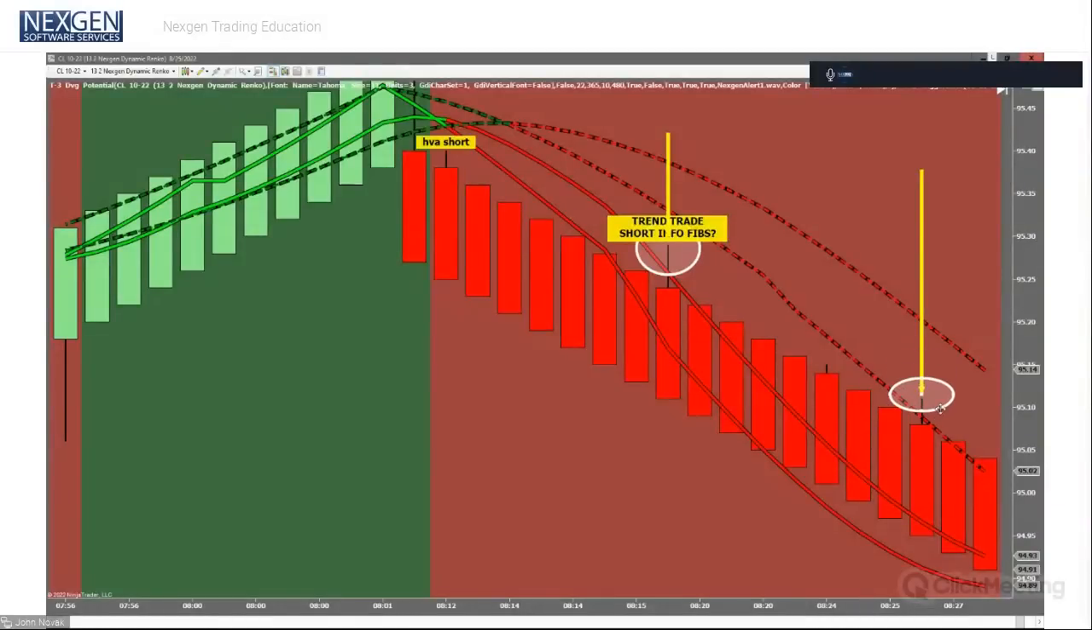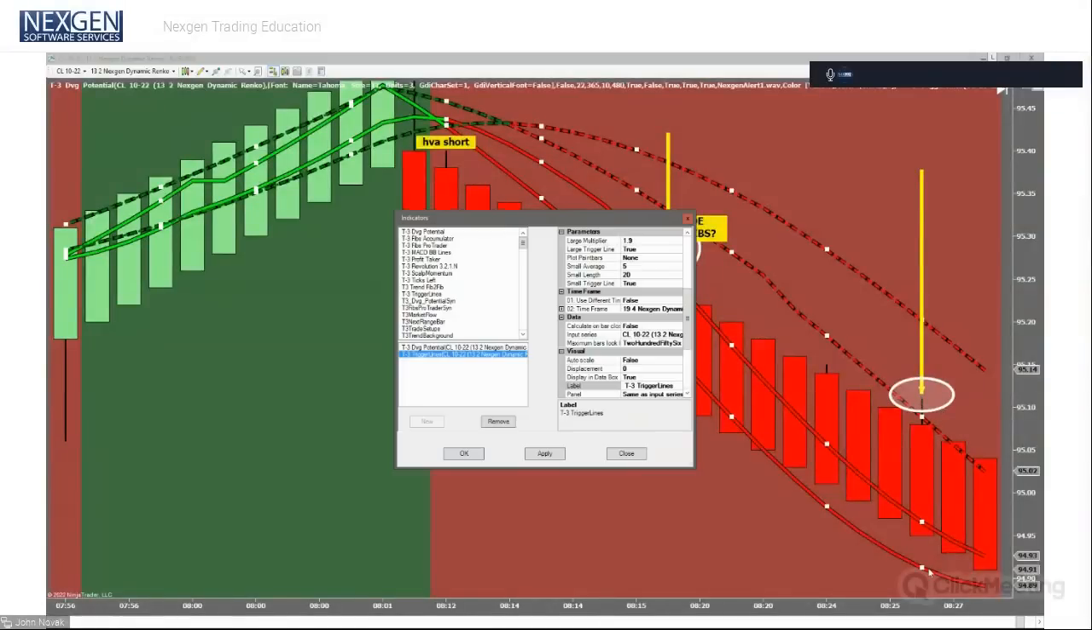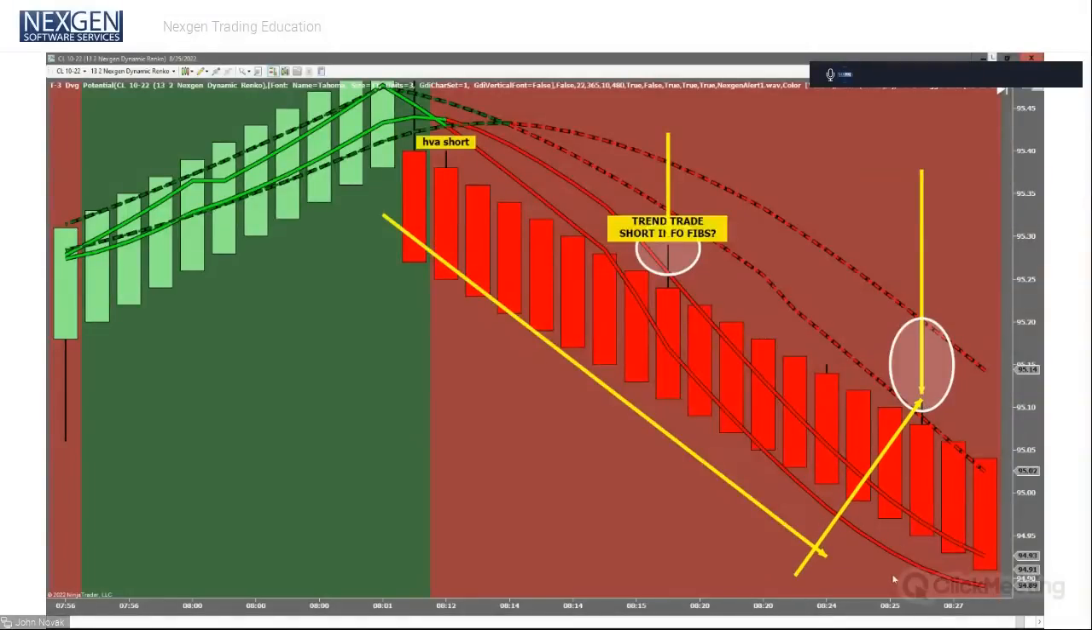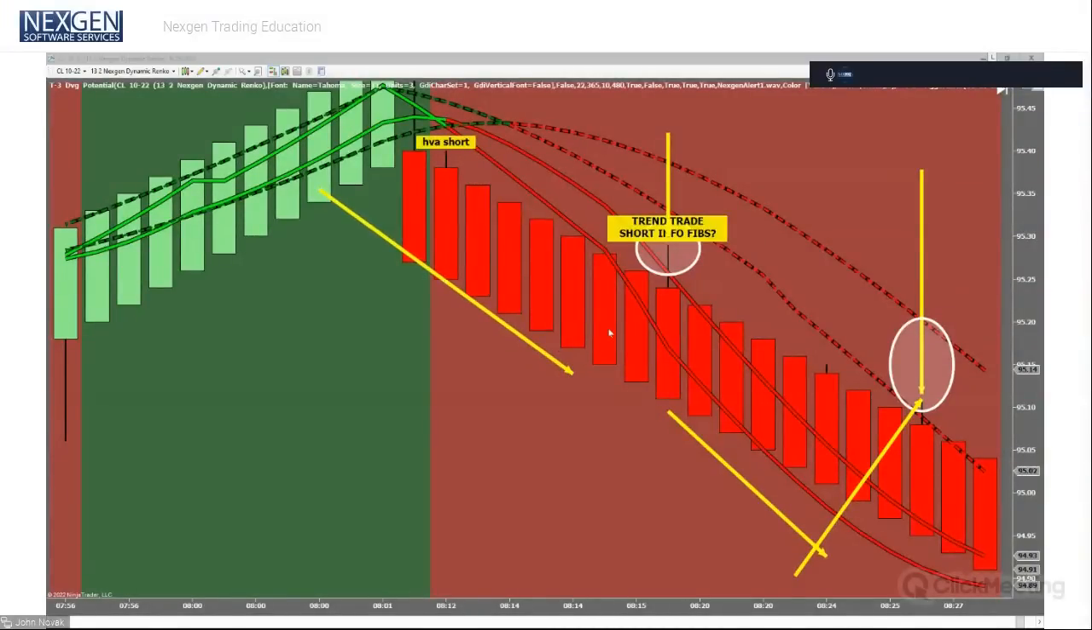You're inside of the large triggers now, if you're not looking at the small triggers. So this is technically price bars below your large triggers and the first pullback to your large triggers. So you get price bars below your small triggers in your first trend trade.